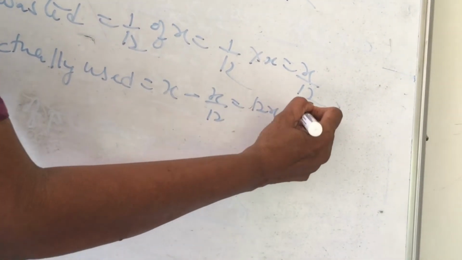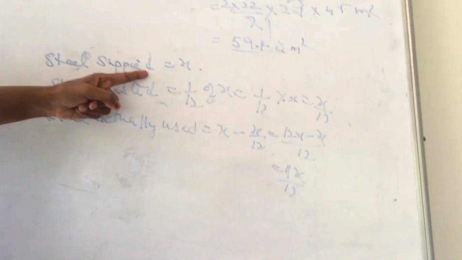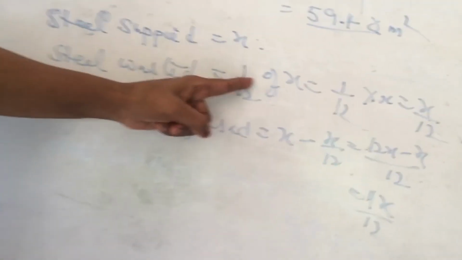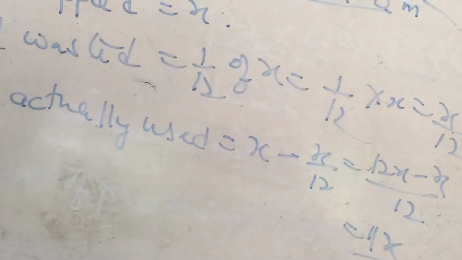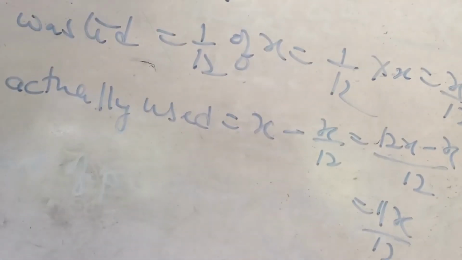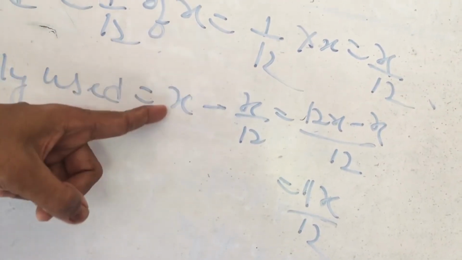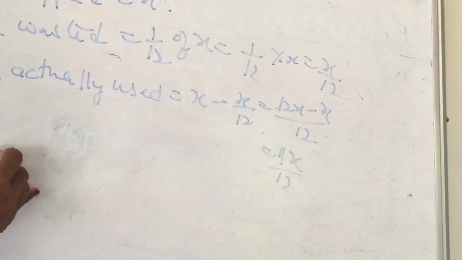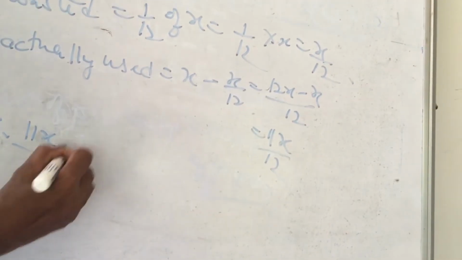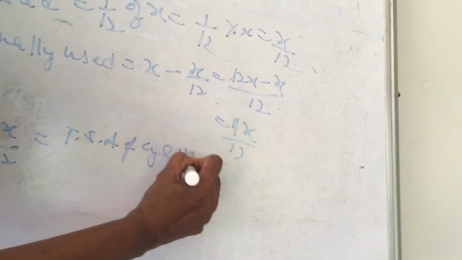That is equal to, you supplied X. How much got wasted? 1 by 12th of X, which is equal to X by 12. Therefore, steel actually used is equal to the supplied material minus the wastage material. 12 into X, 12X minus X, that is equal to 11X by 12. Therefore, 11X by 12 is equal to TSA of cylindrical tank.